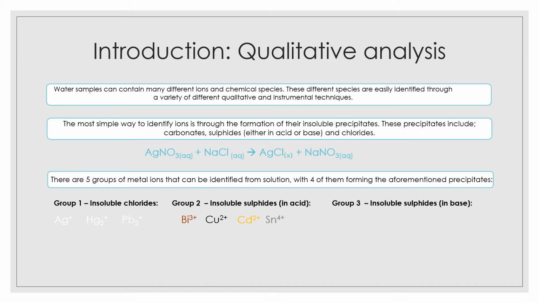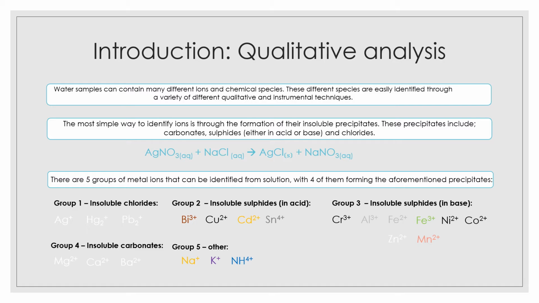And group 3 is sulfides again, but in base this time, so chromium, aluminum, iron 2+, iron 3+, nickel, cobalt, zinc, and manganese, which are quite nice and pink. And we've got group 4, which is insoluble carbonates, so magnesium, calcium, barium. And the final group, the ones that aren't identified using the precipitates, we've got sodium, potassium, and ammonium ions.